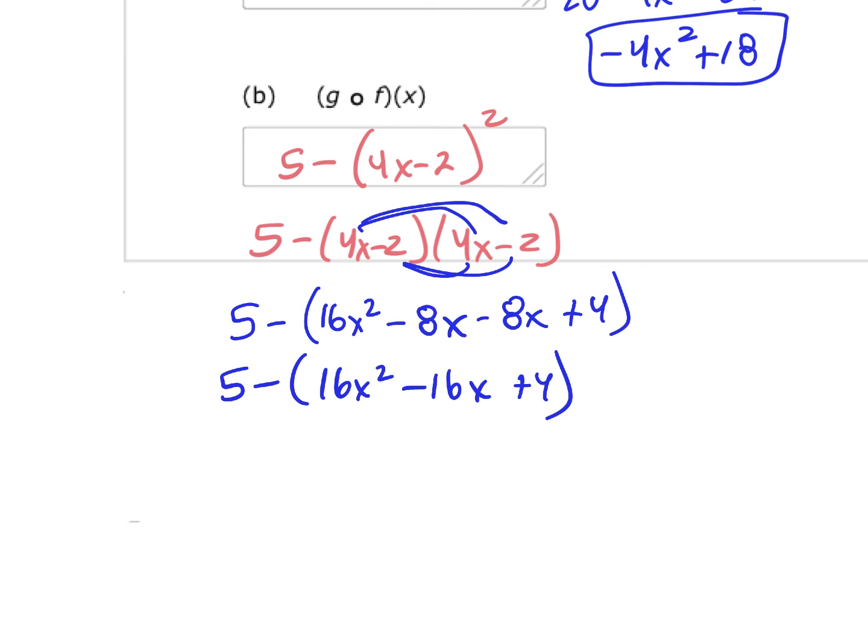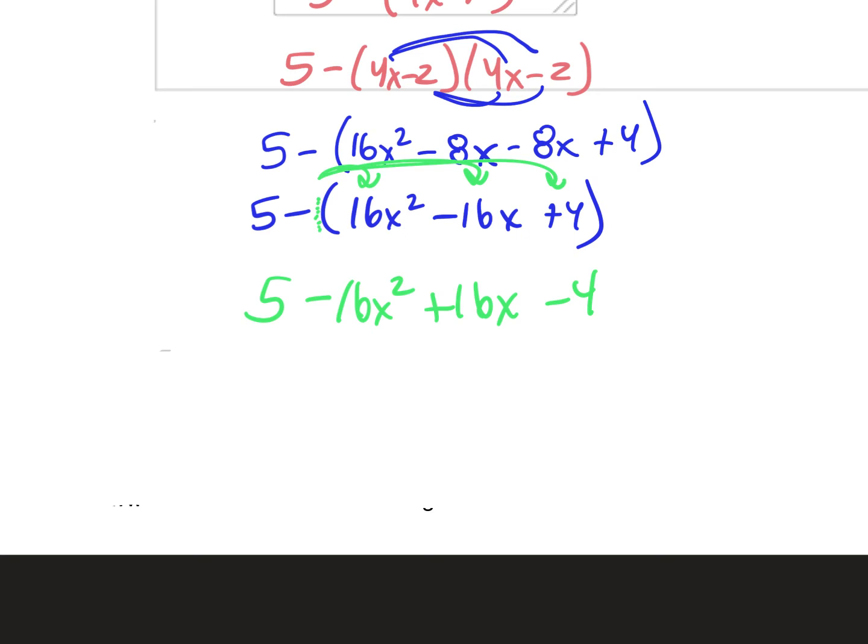Now, what's going on? I have to distribute that negative. There's a little 1 right there. When you distribute that negative, what's going to happen to all the signs? They're all going to change. So this becomes 5 minus 16x squared, right? 2 negatives gives me a positive 16x. And then a what? Minus 4.